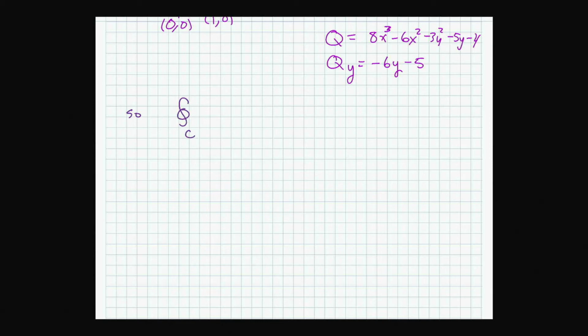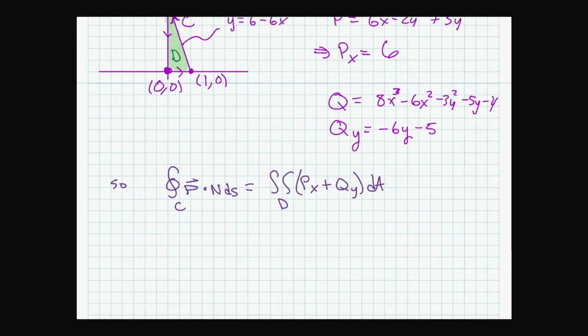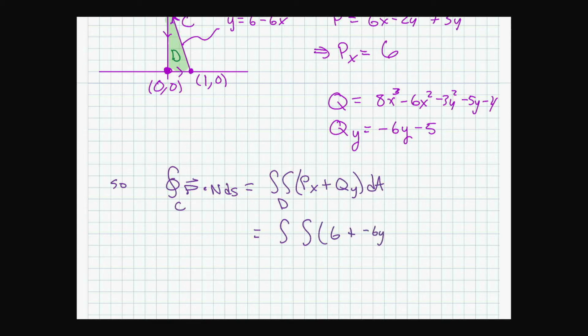the integral over C of F dot n ds is going to be the double integral over D. What was it? It was Px plus Qy dA. That's all, right? So if we put in everything that we've got, the double integral, which we'll have to come up with limits for. The Px is 6 plus Qy, which is negative 6y minus 5, then dA.